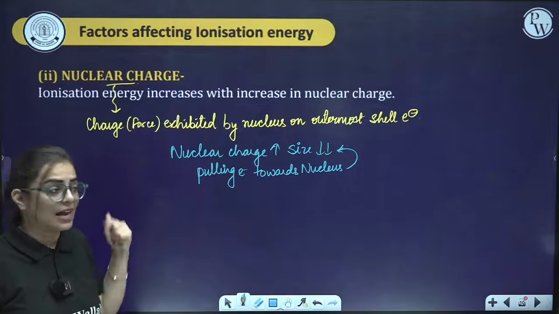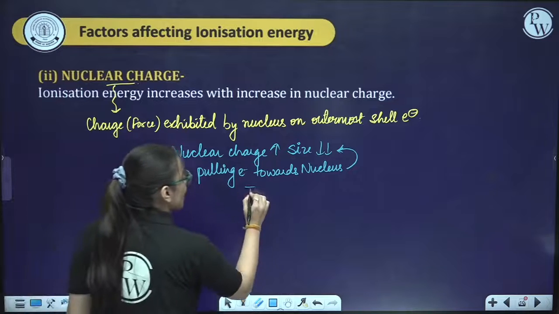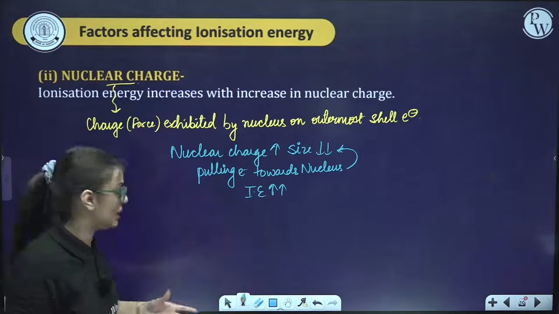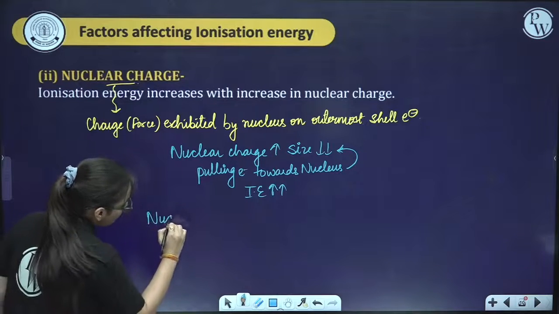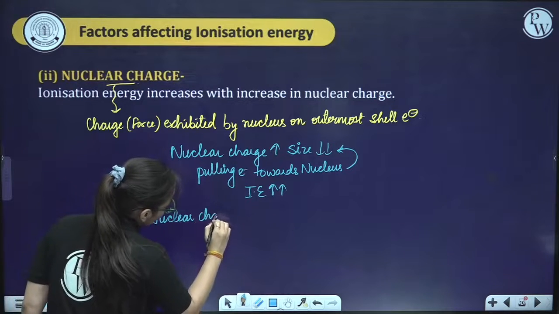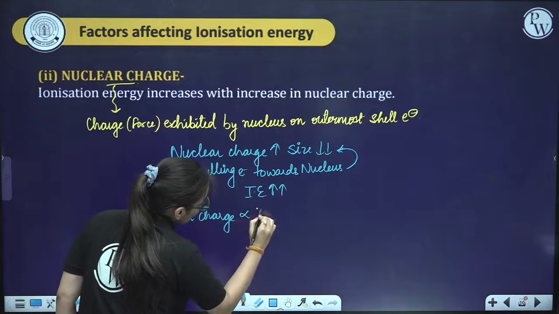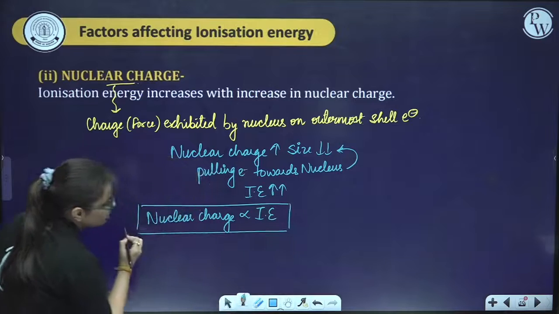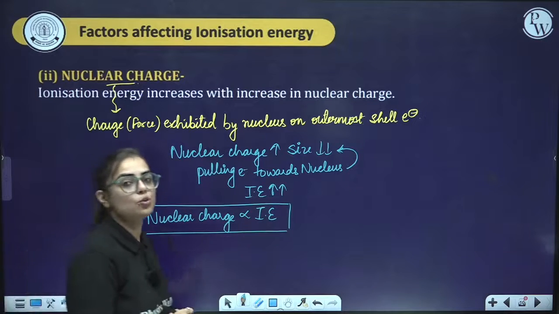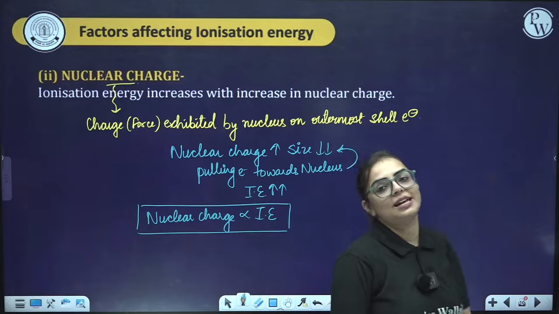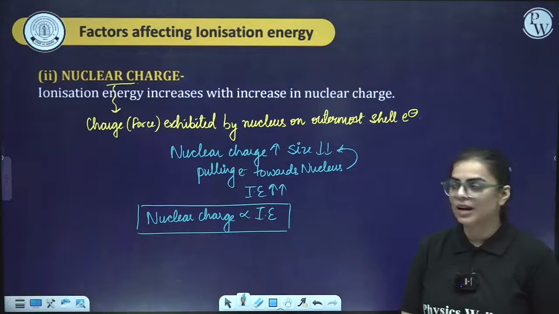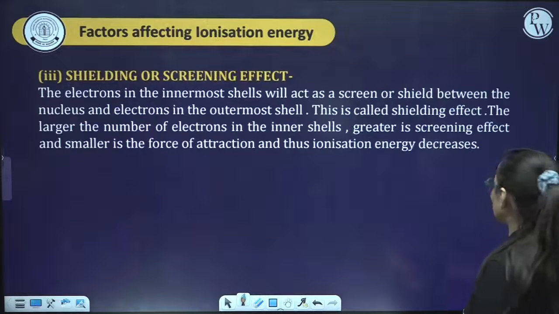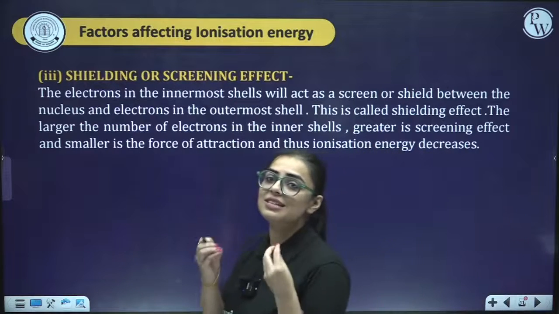Now we have already seen that size is inversely proportional to ionization energy. So ionization energy will increase. That means in short we can say that nuclear charge is directly proportional to ionization enthalpy or ionization energy. Clear, everyone? Everybody write down this factor so that I can move on to the next factor. Now comes the next factor, that is shielding or screening effect.